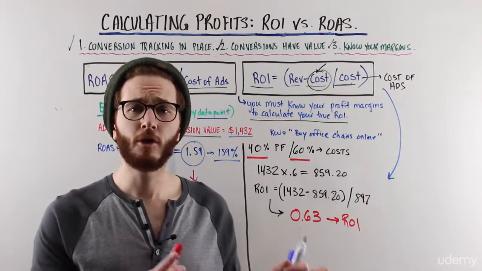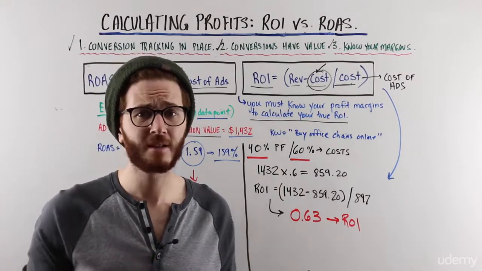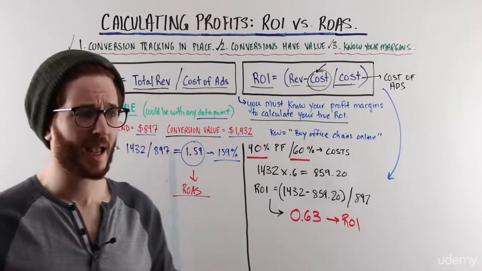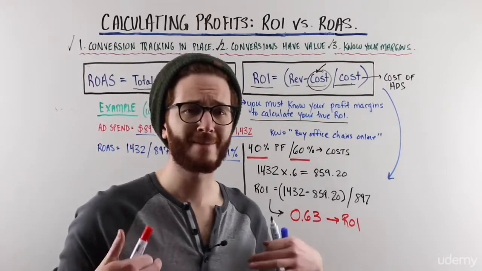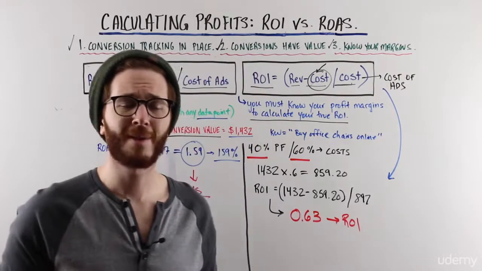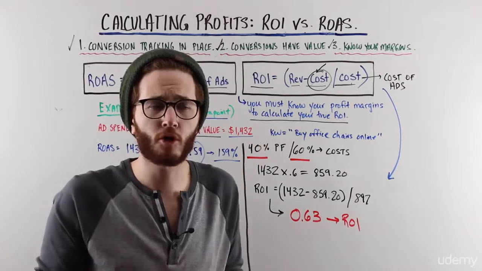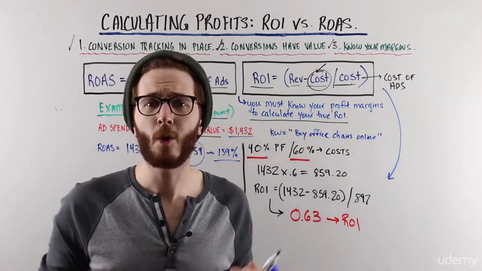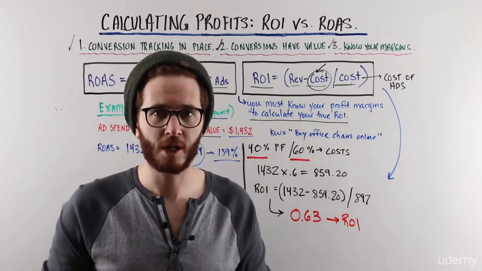Now, that doesn't necessarily mean you should shut off your campaigns. In fact, in most cases, it doesn't. Because there's other types of value that a client brings. You have to think about word of mouth referrals. You have to think about the value of your company getting more exposure. It might be perfectly fine to have a 0.63 ROI. It totally depends on your marketing goals and your business goals.